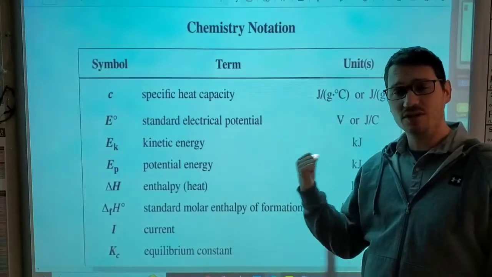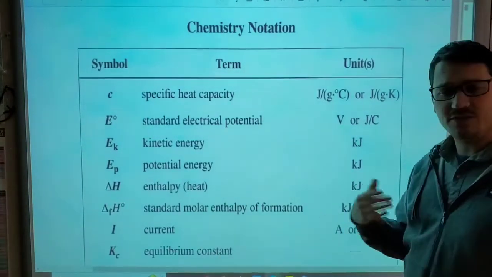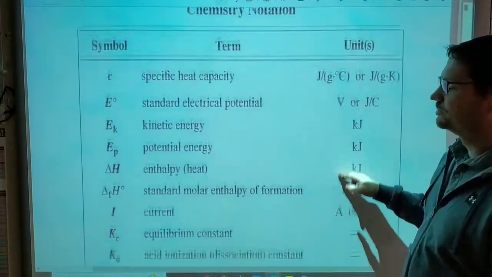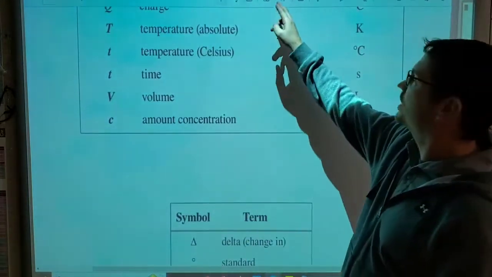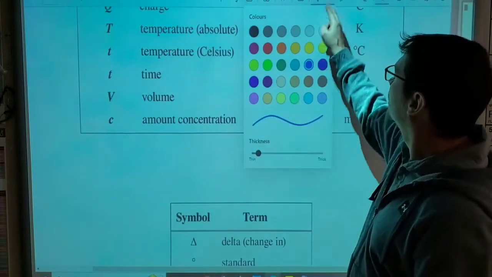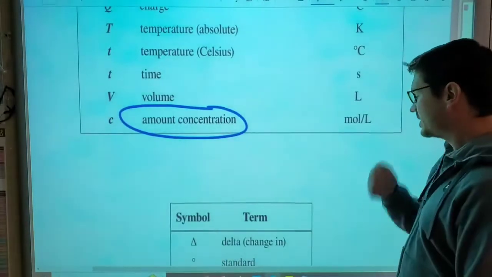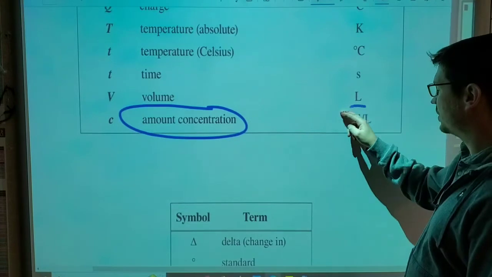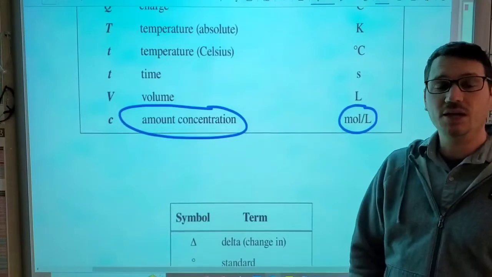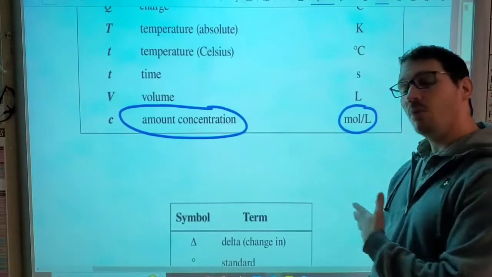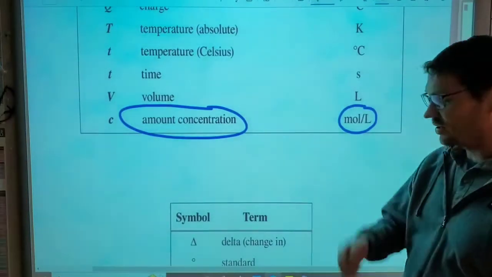And I really want us to focus on the unit part of this as well. So I want us to go down and find something about concentration. We're going to find amount concentration here. That's a really key one. And we're going to recognize that the unit for amount concentration is moles per liter. This is really important because whenever we're talking about aqueous solutions, we need this molar concentration to help us figure out how many moles are in a solution.